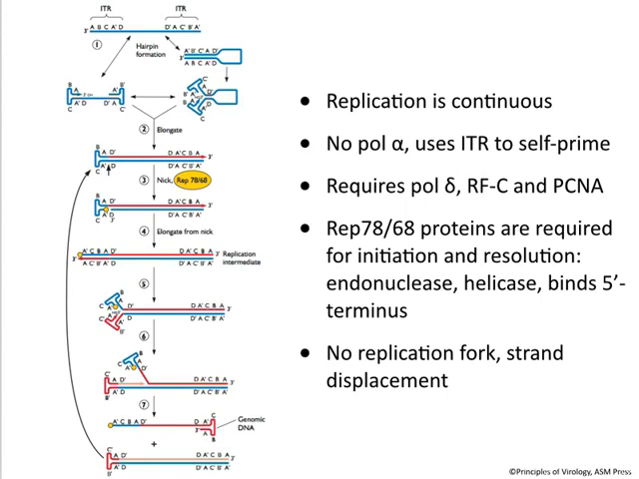This rep protein has a number of activities. It can bind the DNA. It also has a helicase and an endonuclease. So it can unwind DNA and it can nick it. So as soon as this protein is made, it goes in the nucleus and it nicks this double-stranded DNA right there. You can see the little yellow ball is Rep78/68 right there. So it nicks the DNA and then it can unwind it.